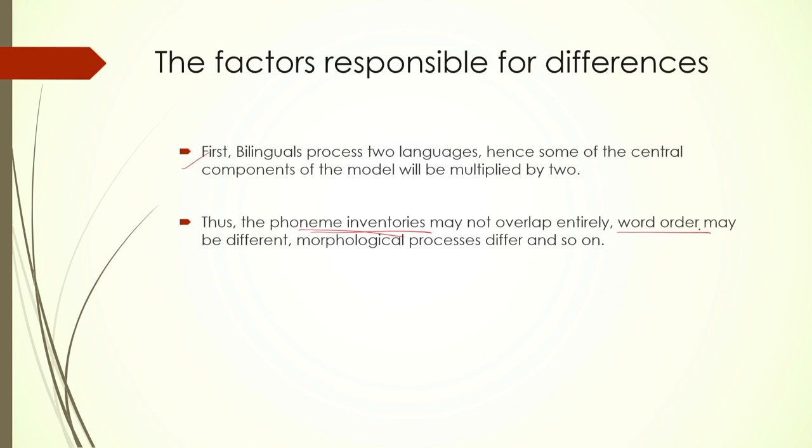Word order similarly may be different. Languages have different word orders. There are different morphological processes. All of that is possible. So as a result, in the case of bilinguals, many levels will have two components.